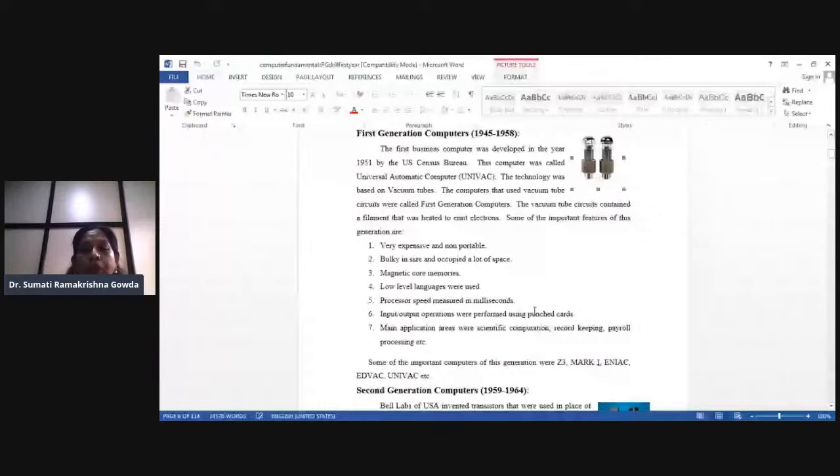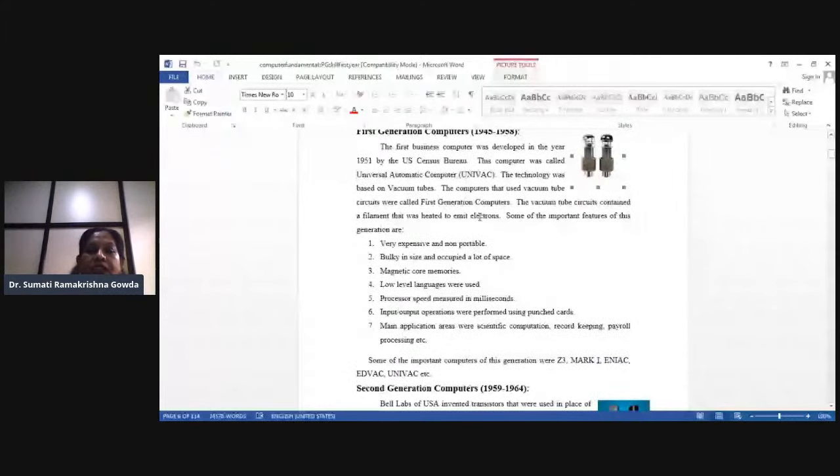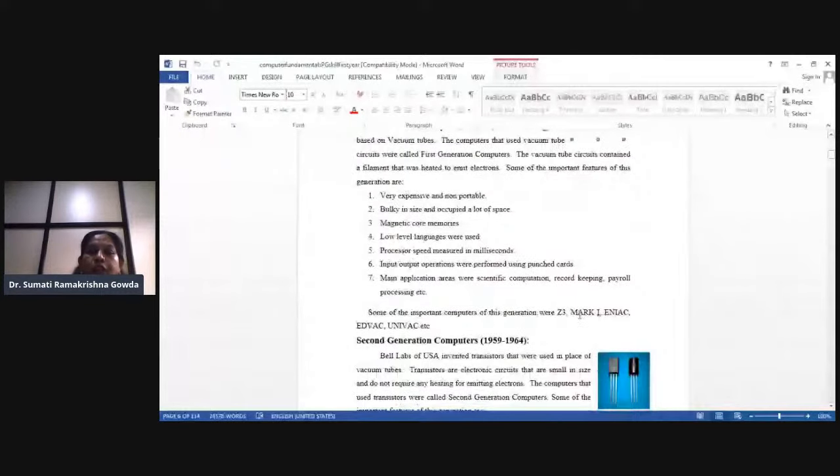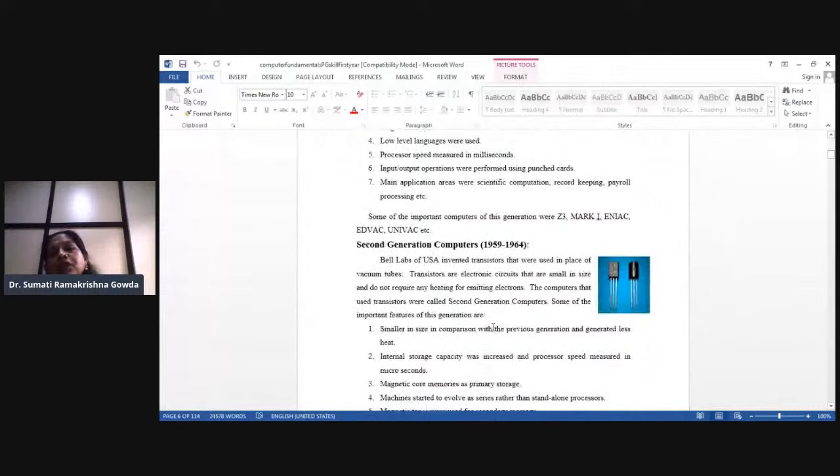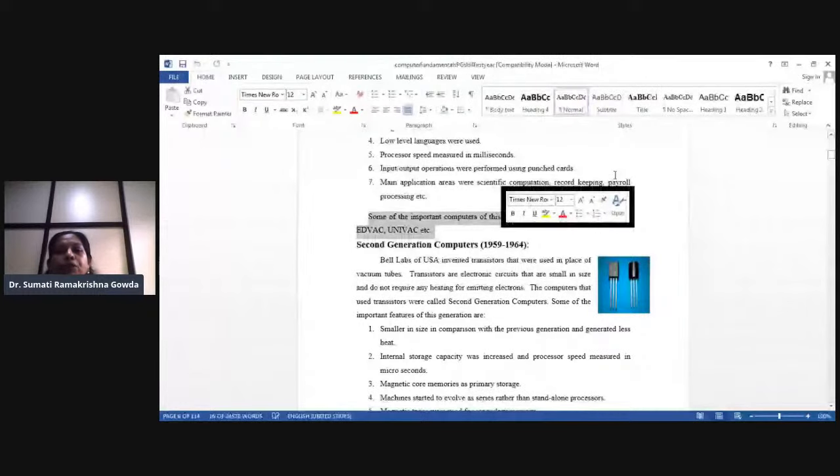Input output operations were performed using punch cards. You may not have seen punch cards, but all input output operations were performed using them. The main application areas were scientific computation, record keeping, payroll processing, etc. Some of the important computers of the first generation are Z3, Mark I, ENIAC, EDVAC, UNIVAC, etc. These are all the first generation computers.